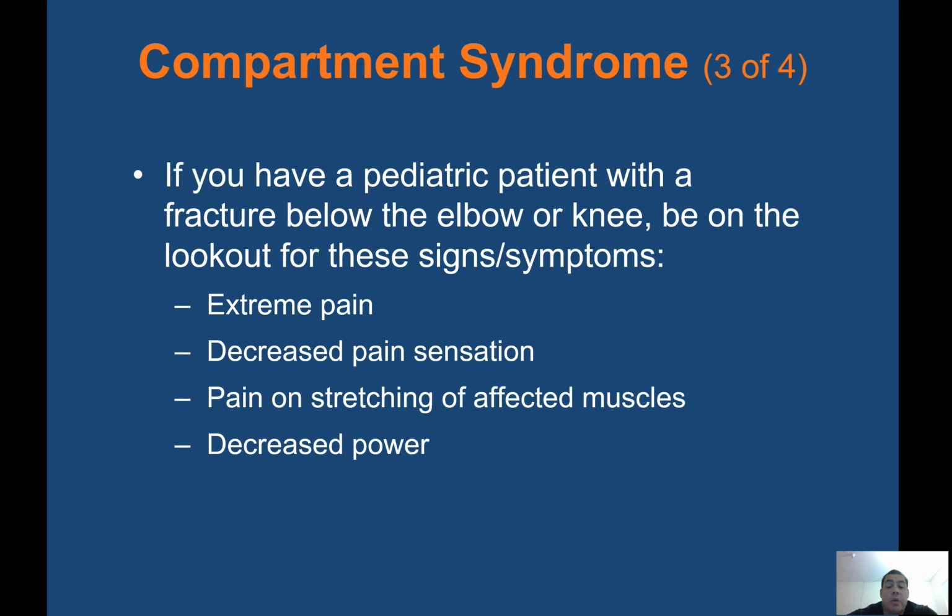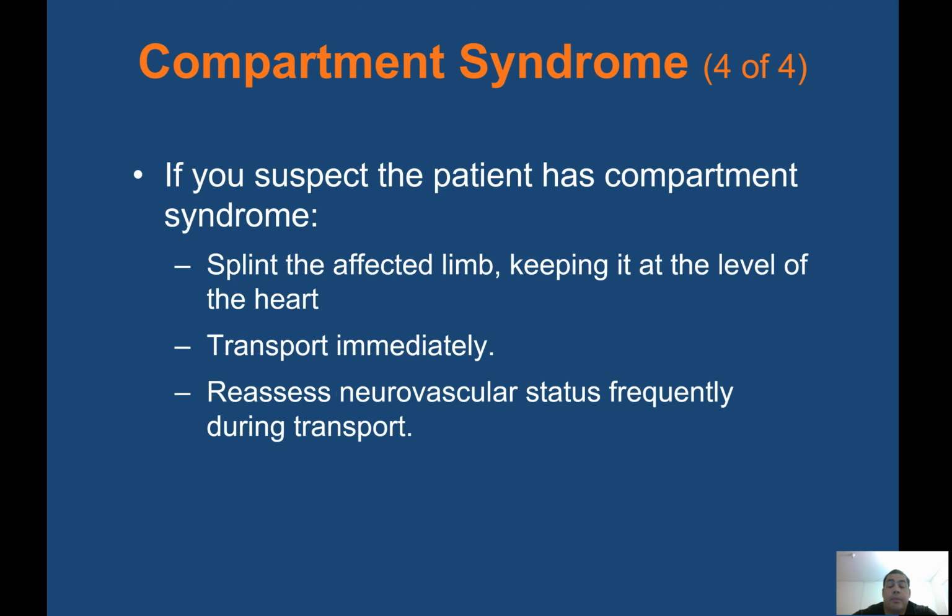If you have a pediatric patient with a fracture below the elbow or knee, be on the lookout for these signs and symptoms: extreme pain, decreased pain sensation, pain on stretching of affected muscles, decreased power. If you suspect the patient has compartment syndrome, splint the affected limb, keeping it at the level of the heart. Transport immediately. Reassess neurovascular status frequently during transport.